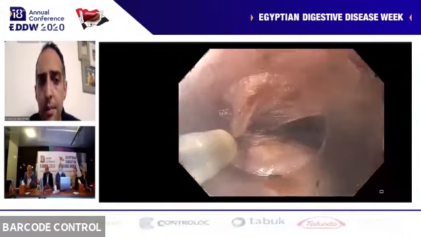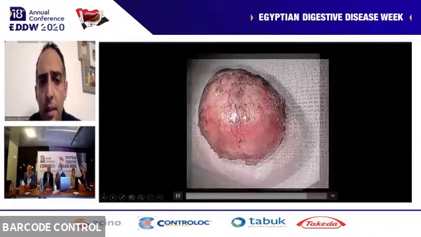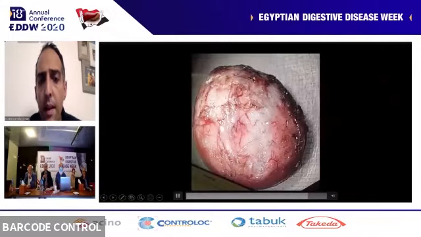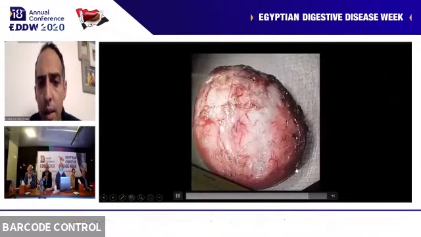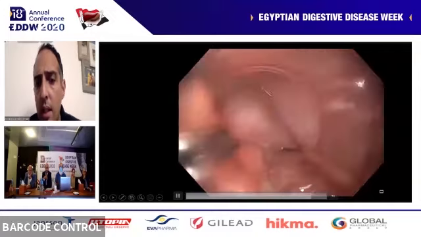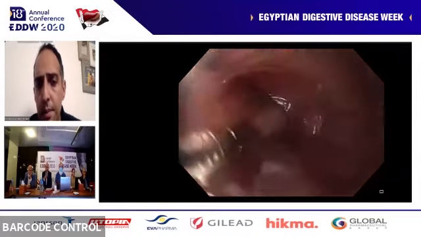Here is the tumor after we removed it. The capsule was intact. It looks nice. And then we close the tunnel with a few clips. Usually in the esophagus, I need about 5 to 6 clips.